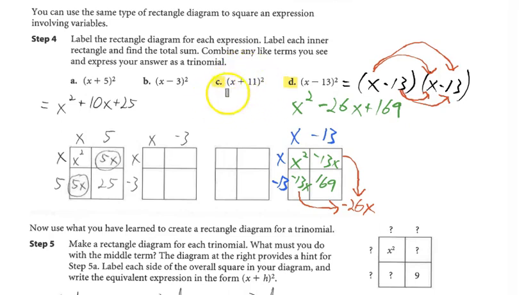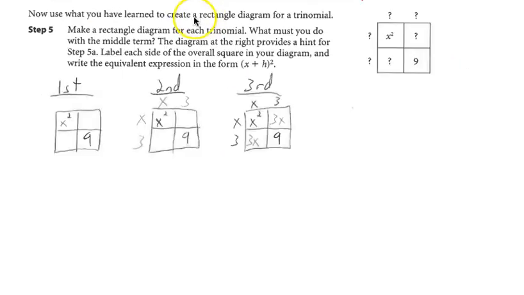Like the answer for C here is not going to be x squared plus 121. There's going to be a middle term there. So be careful, work it out, you'll have a middle term. Soon, once you've worked out enough of these, you will see a pattern emerge that will make these easier to multiply quickly. Okay, one final puzzle here.